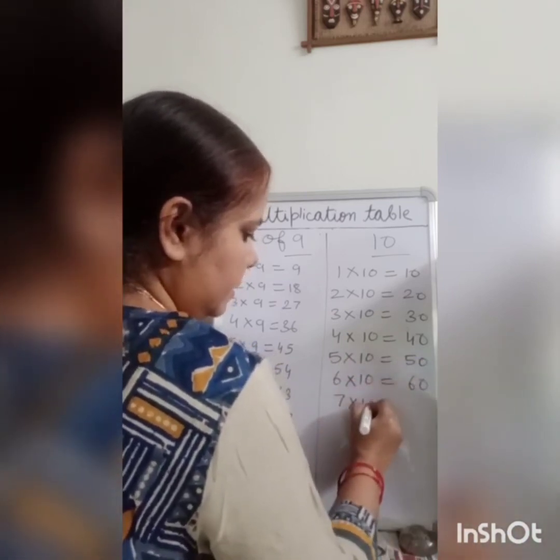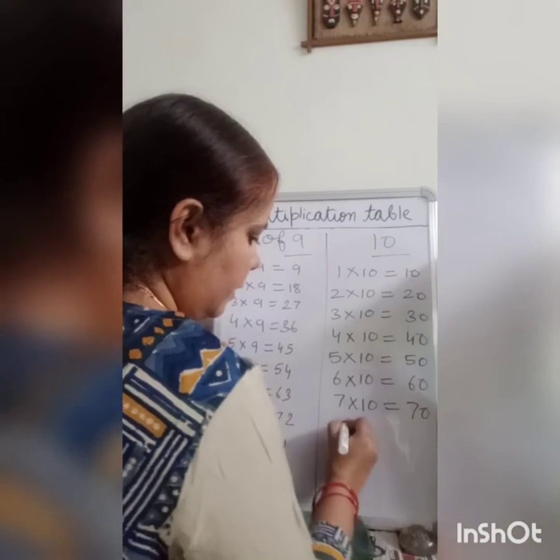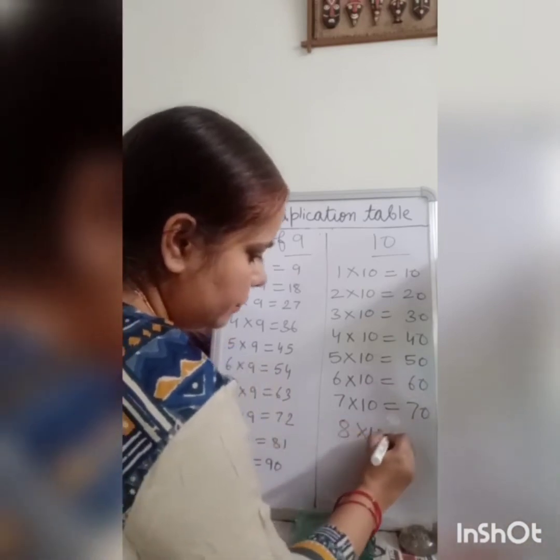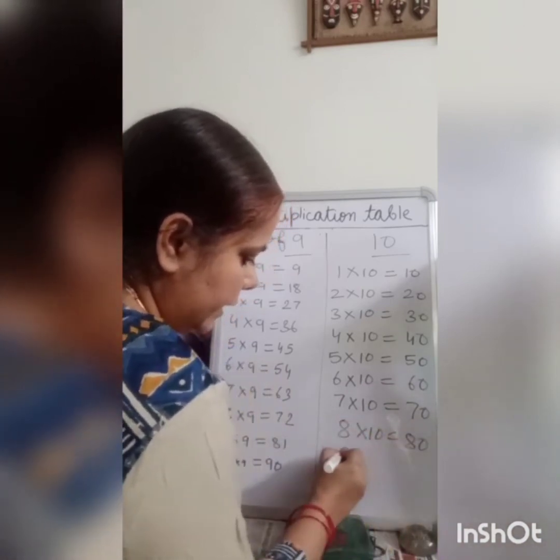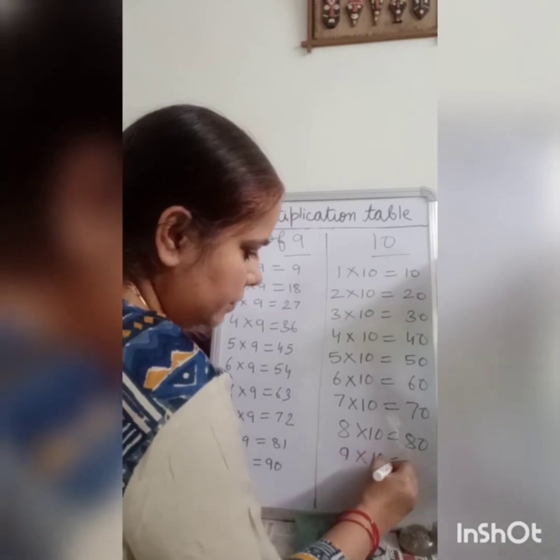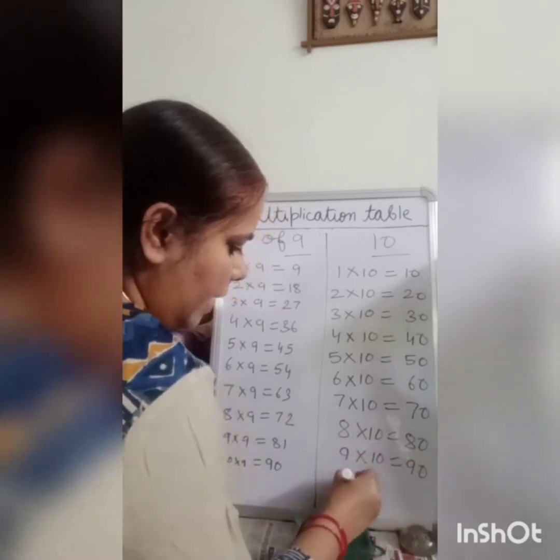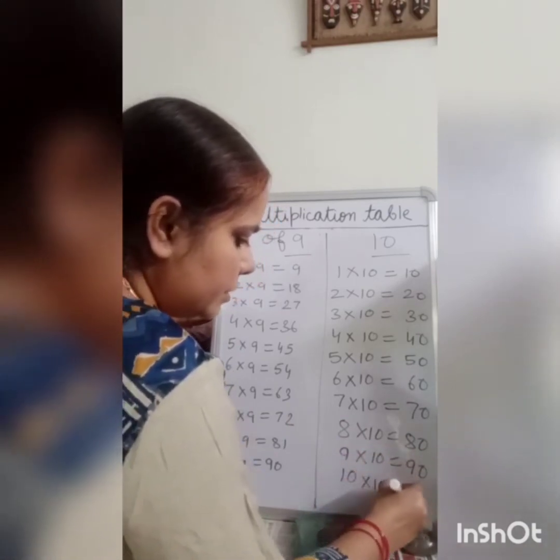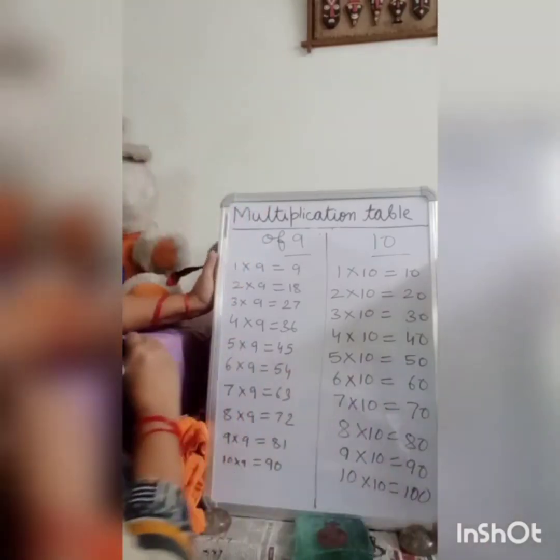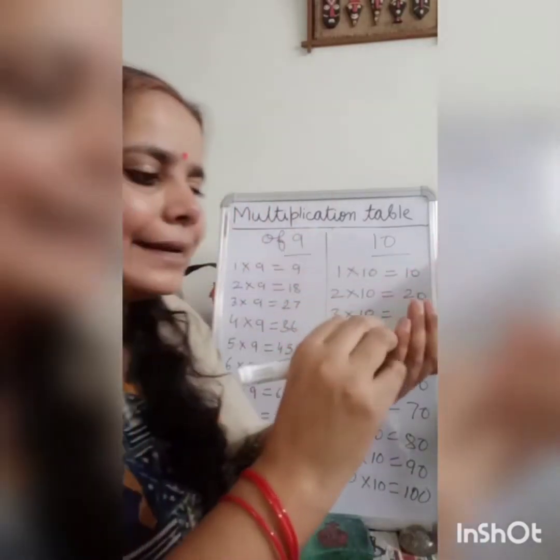7 times 10 is equal to 70. 8 times 10 is equal to 80. And 9 times 10 is equal to 90. And 10 times 10 is equal to 3-digit number, that is 100.